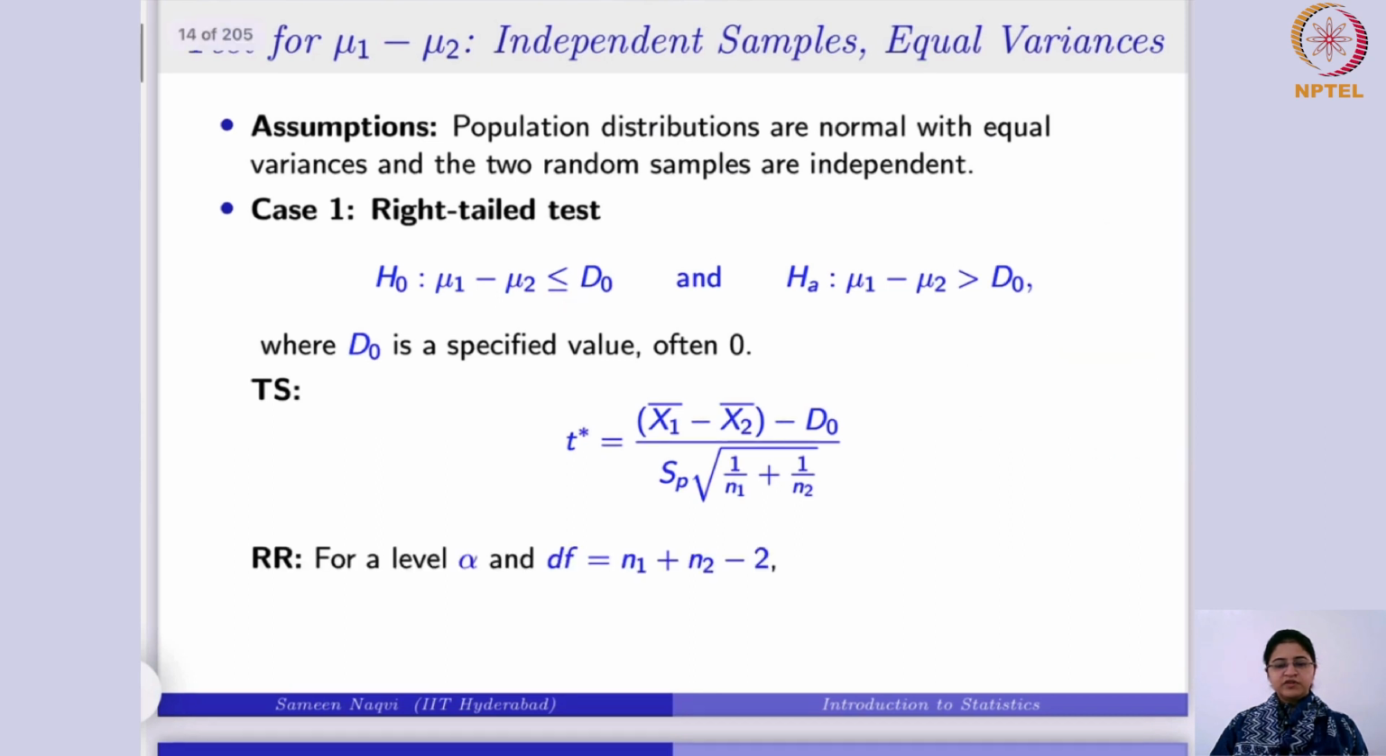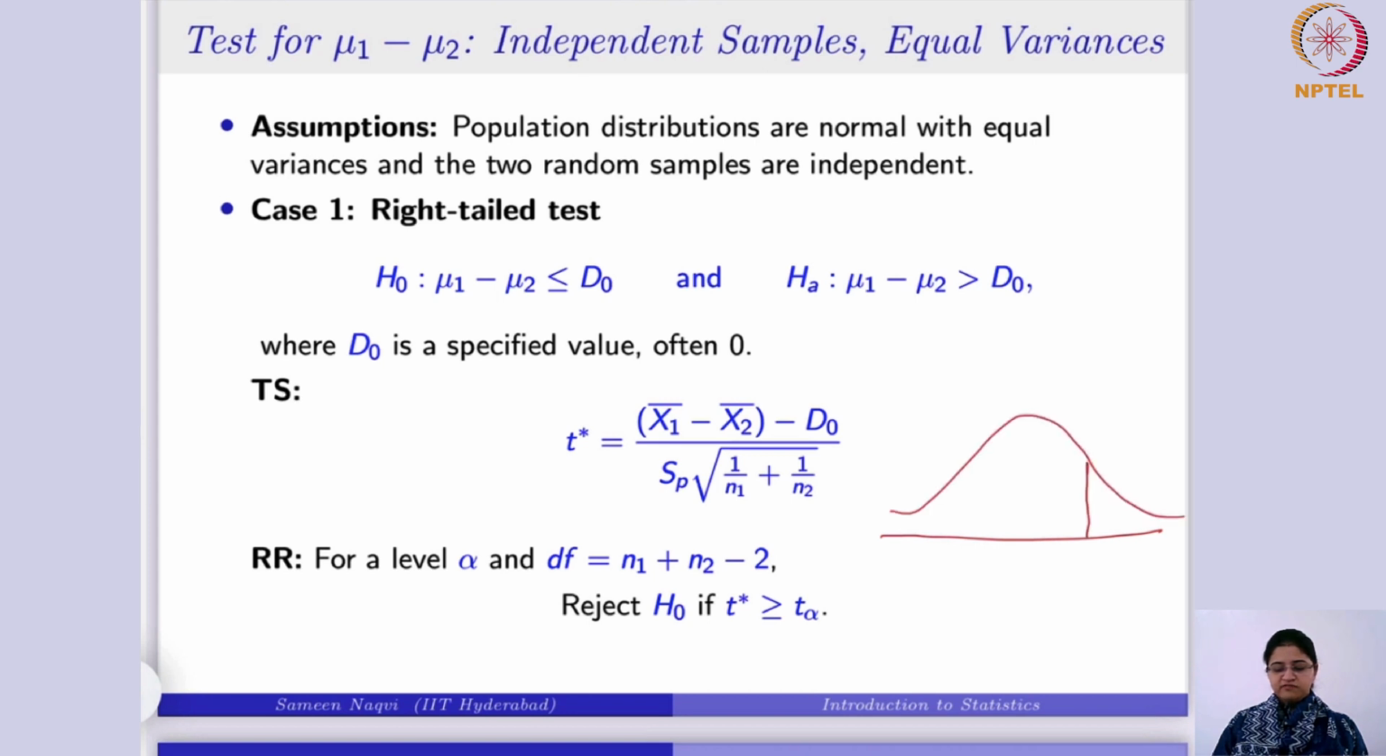And the rejection region would be that for a level alpha, the specified level of significance, and degrees of freedom, you would reject the null hypothesis if t star is greater than or equal to the critical value. Okay, we have seen this last time also. So if you have something like this and t alpha is here, that is the critical value, and this is your region alpha. So this one would be 1 minus alpha. You are going to reject the null hypothesis if the test statistic that you have falls in this shaded portion. Okay, that is the rejection region.